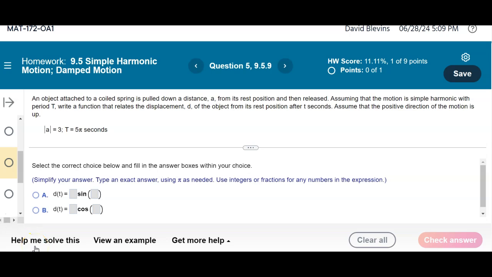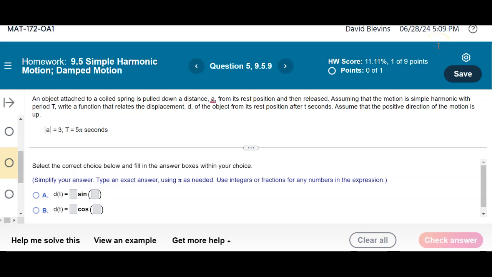Hey, True Class, this is a problem from our non-5 homework set, Simple Harmonic Motion. What we're trying to do is model a mass attached to a spring, pulled from its rest position, and then released. If you look at what's happening here, it's pulled down a distance A.